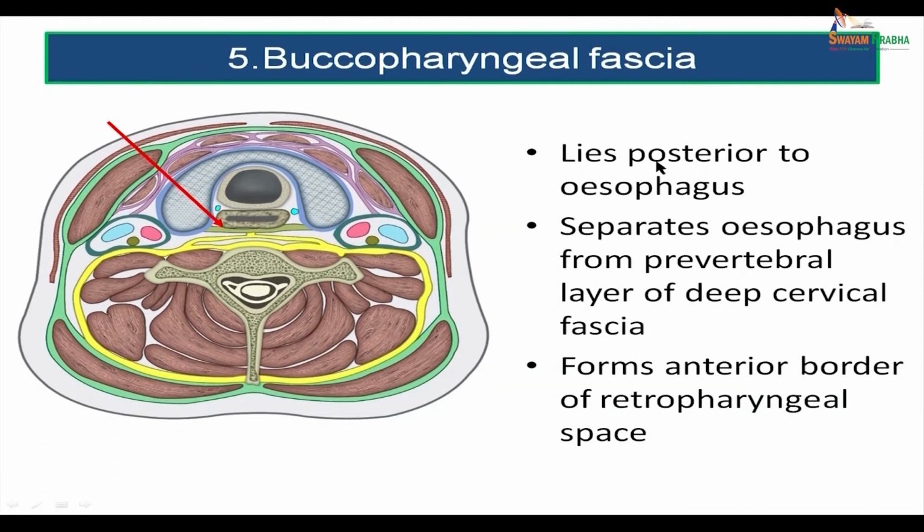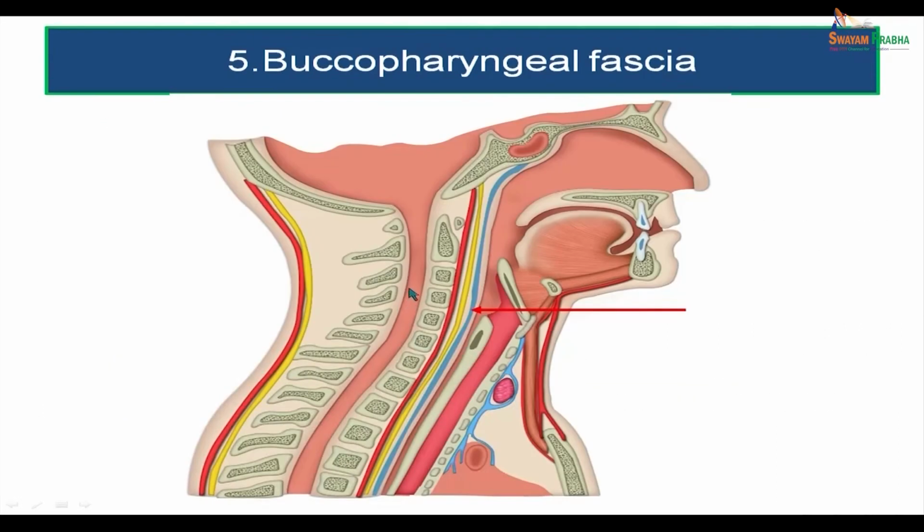So, the buccopharyngeal fascia lies posterior to the esophagus and it separates the esophagus from the prevertebral fascia. It also forms the anterior border of a space called the retropharyngeal space. We will be talking about this space in a moment. Tracing the buccopharyngeal fascia in a vertical section, you can see this blue line passing from the base of skull all the way down. That is the buccopharyngeal fascia.